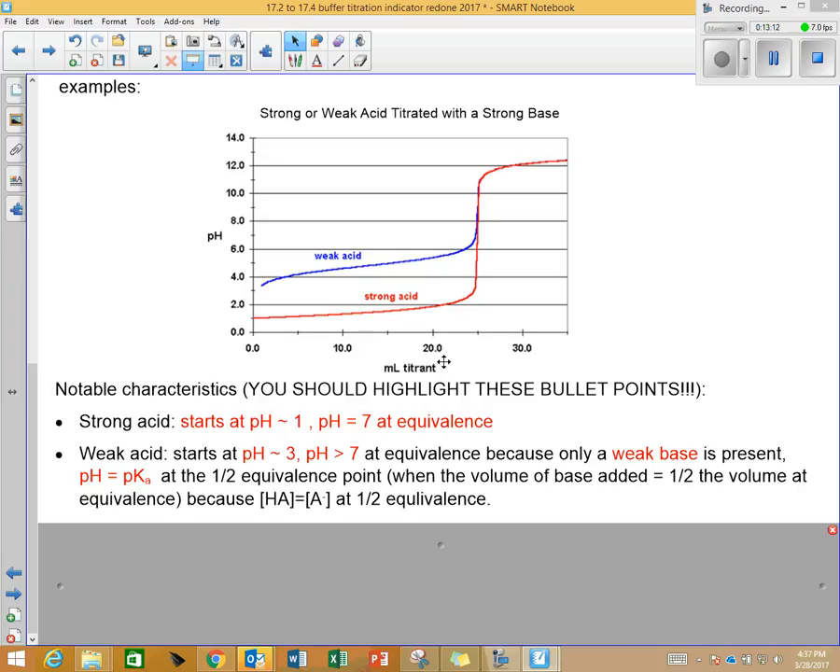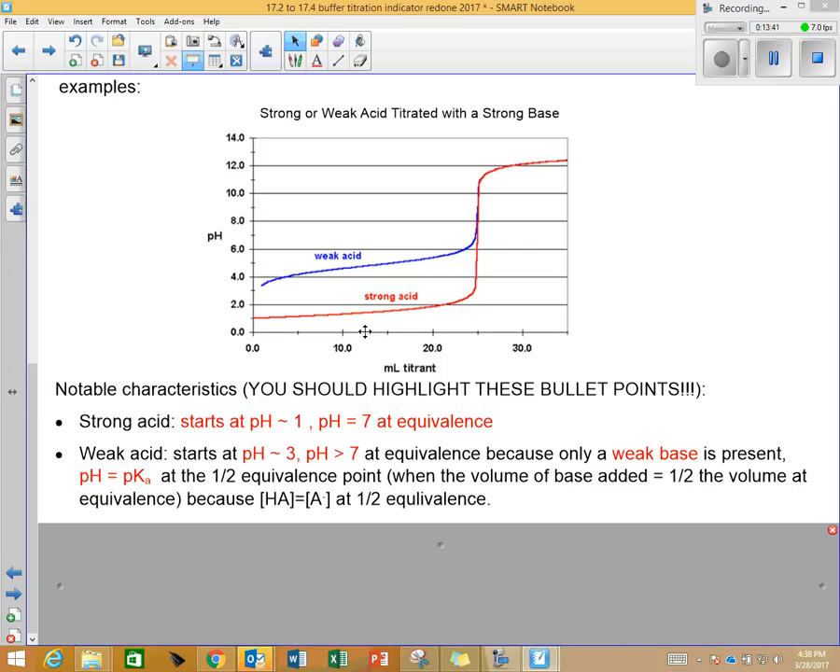Now, half equivalence means you find the volume at equivalence. Here it's 50. Half equivalence would be, sorry, why did I say 50? 25. I said that earlier too. The equivalence point here is 25 mils. Sorry if I confused you earlier. So the equivalence point is at 25 milliliters. Half of that volume is 12 and a half, which is about right here.